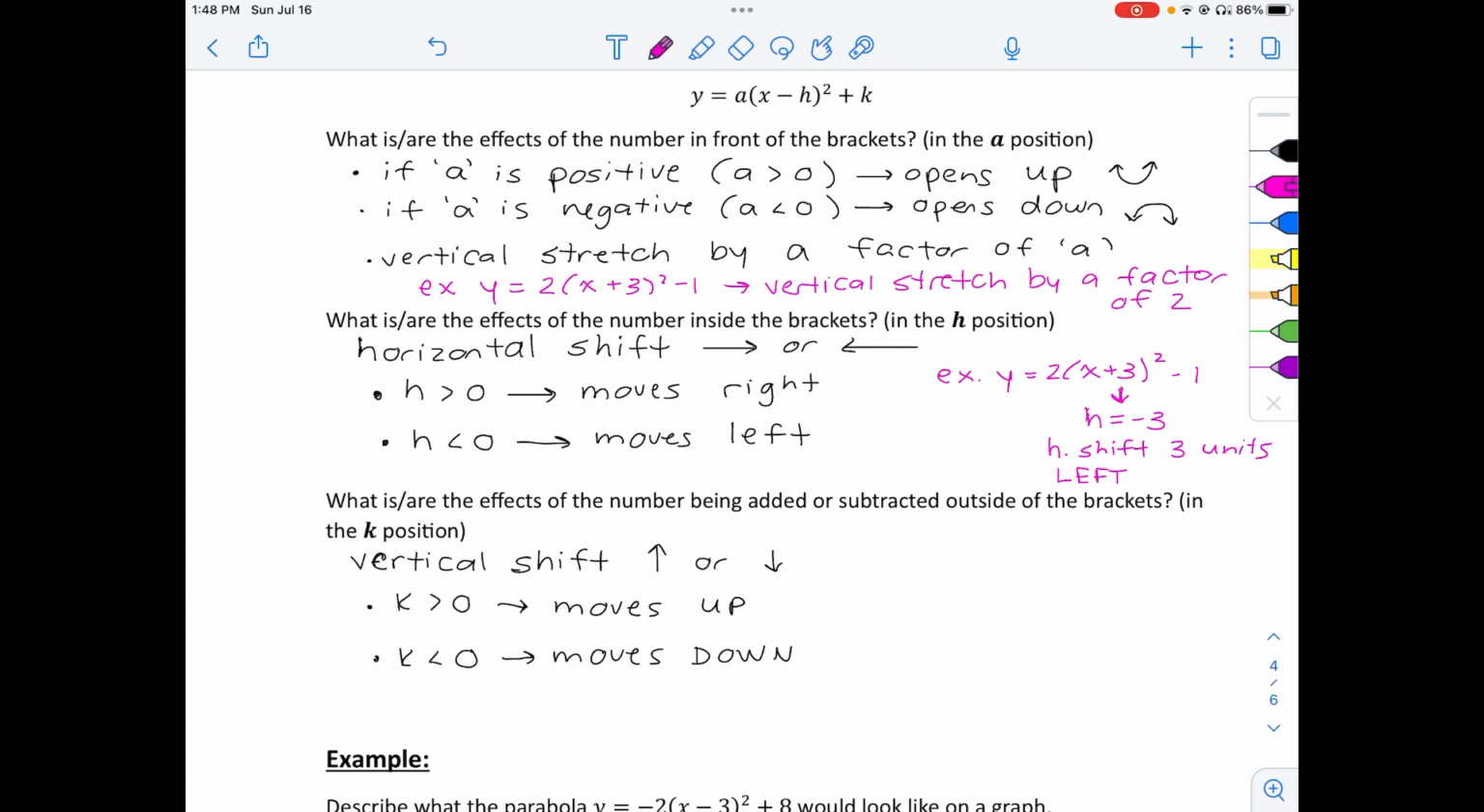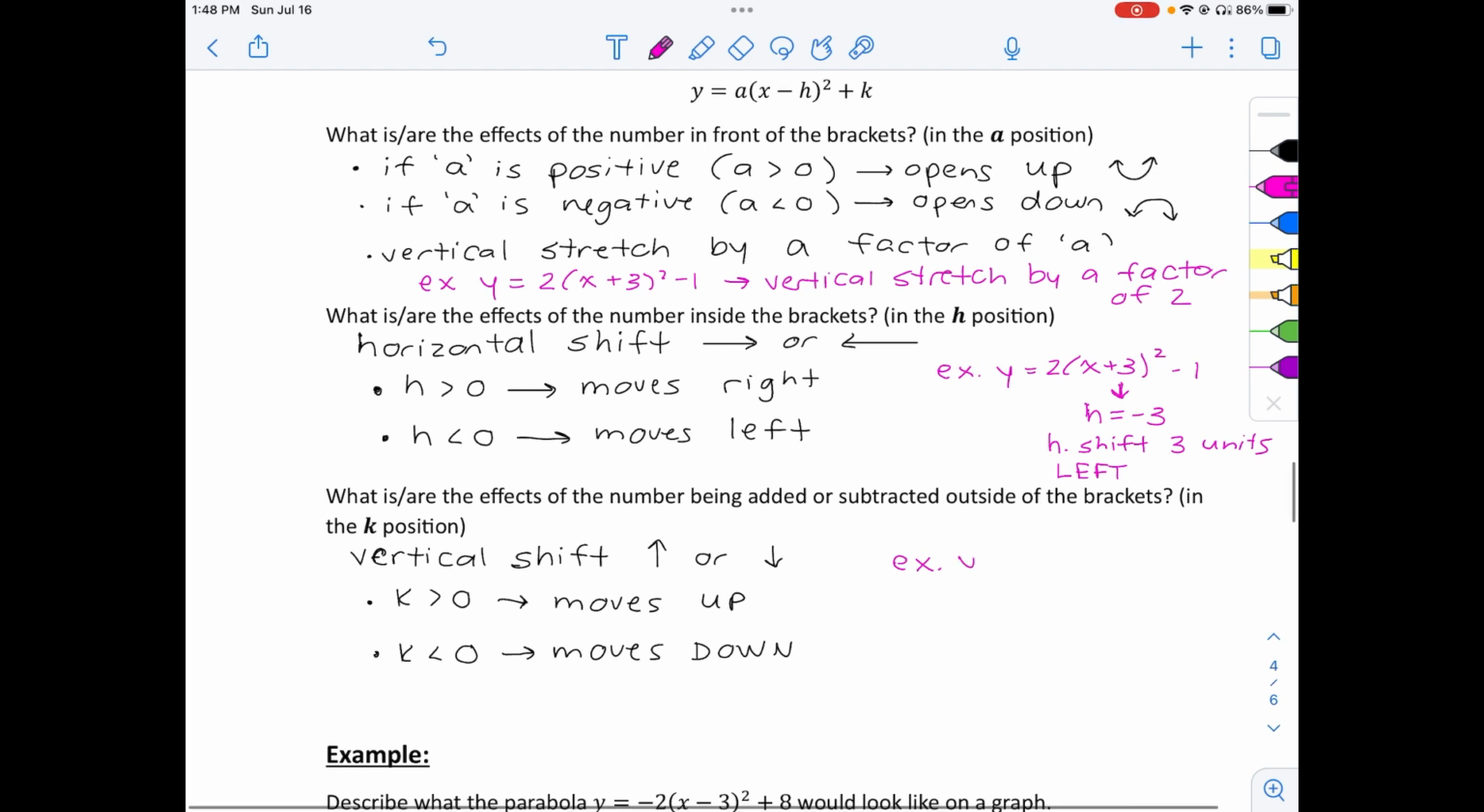So if I look again at the same example, I have y equals 2(x + 3) squared minus 1. My k value is negative 1, that number at the end there. So I would say there's a vertical shift 1 unit down.